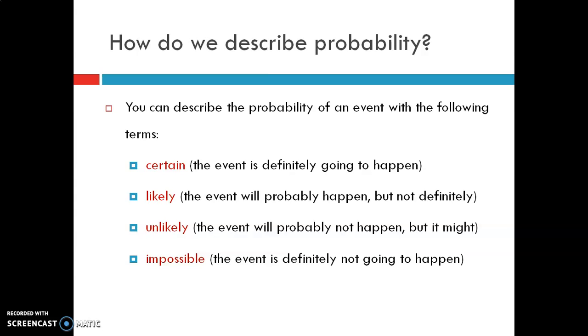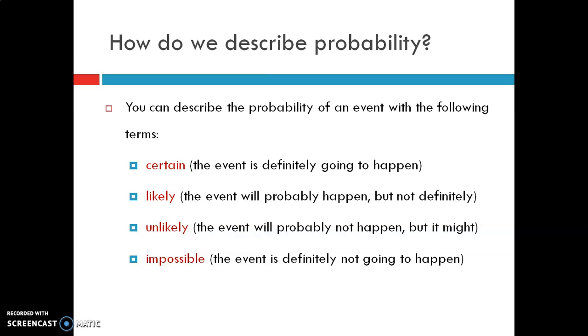How do we describe probability? You can describe the probability of an event with the following terms. Certain means the event is definitely going to happen. Likely means the event will probably happen but not definitely. The third category of event is unlikely: the event will probably not happen but it might. And impossible means the event is definitely not going to happen. So these are the different categories of events.